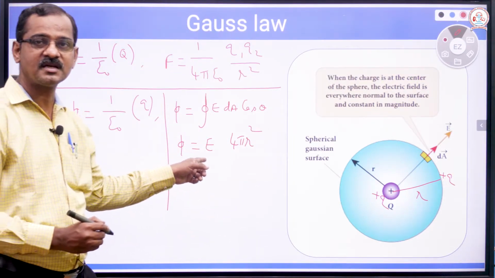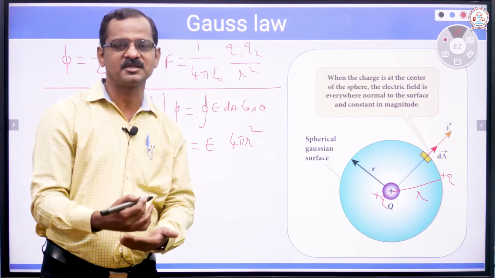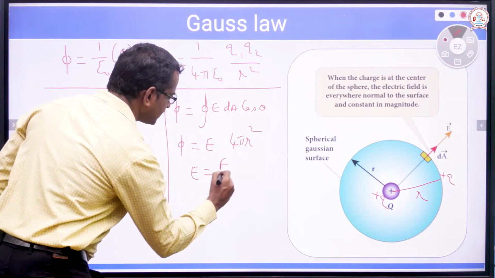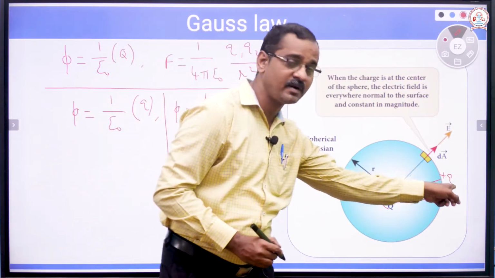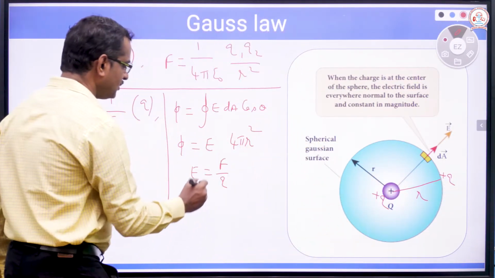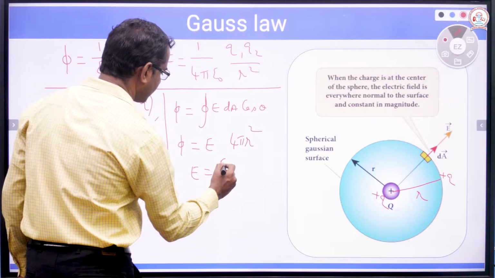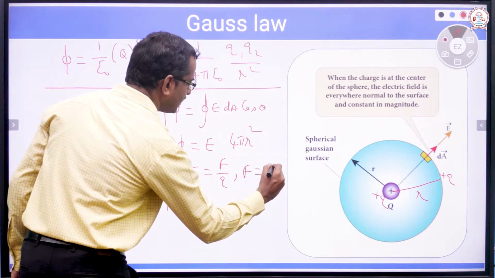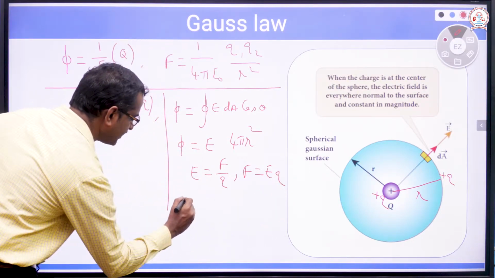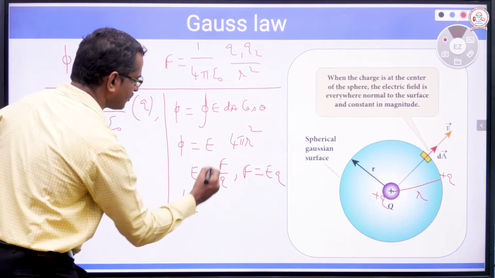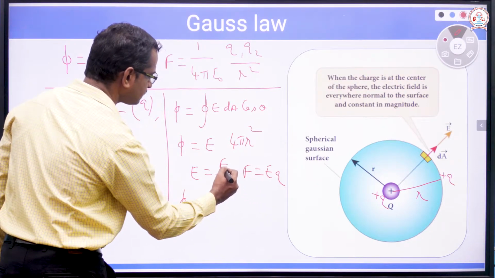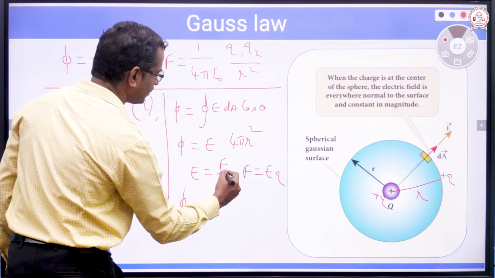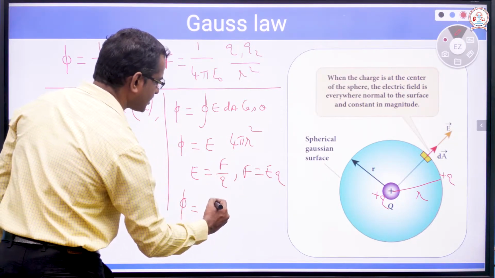What is electric field? Electric field is nothing but the force experienced by a charge, that is the electric field at that point. So from this we can write that force F is equal to electric field into q. Then flux phi is equal to, instead of E, we can write F by Q, the electric force experienced by the charge.